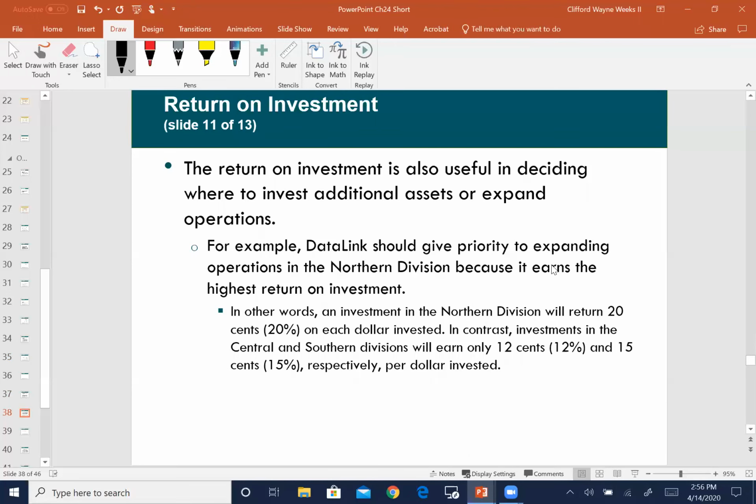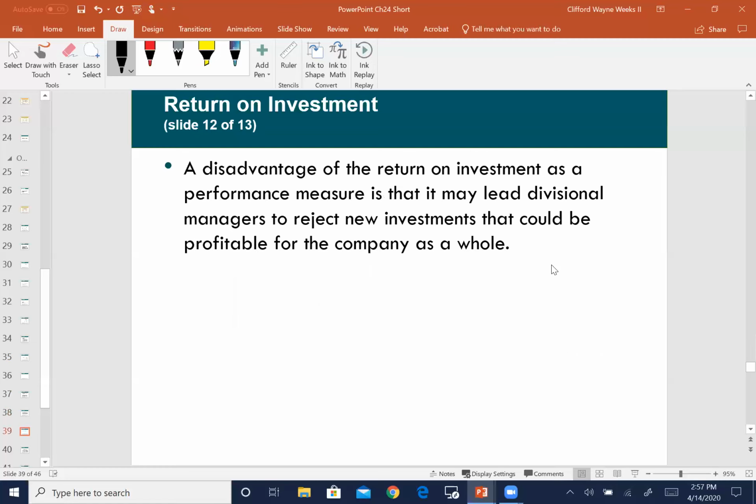So the return on investment is also useful in deciding where to invest additional assets or expand operations. For example, DataLink should give priority to expanding operations in the northern division because they earn the highest return on their investment. Disadvantages of the return on investment as a performance measure is that it may lead divisional managers to reject new investments that could be profitable for the company as a whole, because they don't want to bring on the additional investment, bringing down their DuPont formula.